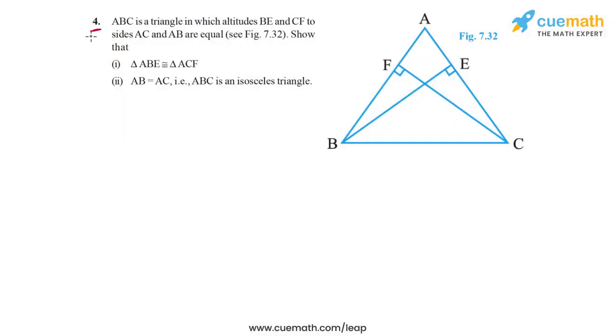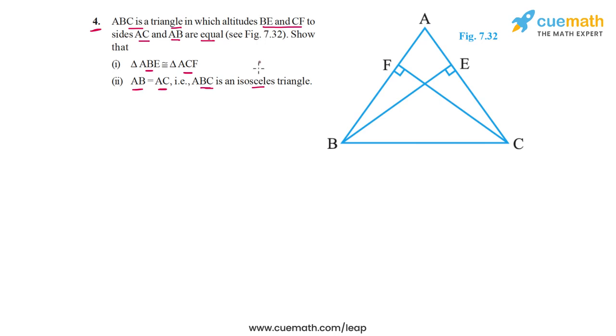In question 4 of this exercise, the problem statement says ABC is a triangle in which altitudes BE and CF, two sides AC and AB are equal, and we have to show that triangle ABE is congruent to triangle ACF, and then ultimately we have to show that AB is equal to AC. In other words, ABC is an isosceles triangle.